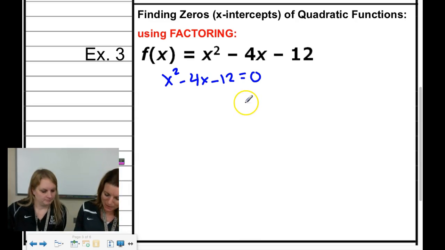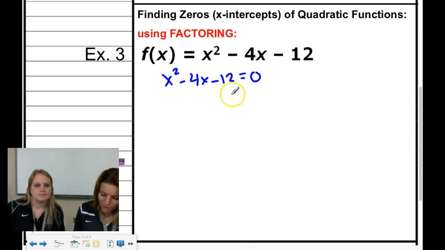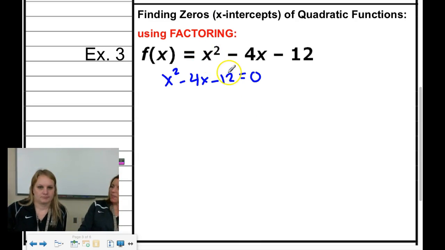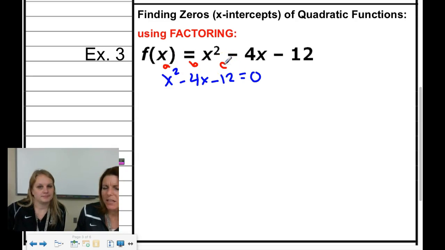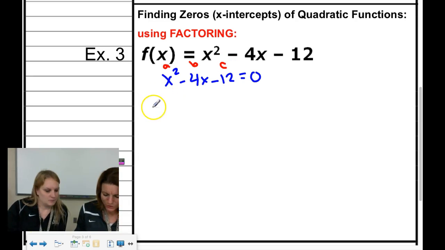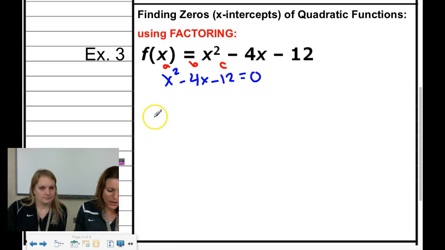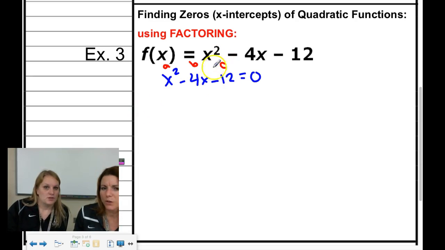So we skip that step, and now we have to find factors of C that add to B. This is our B, this is our C. So maybe we'll do a little side note and write factors of 12. We want to get our C, things that multiply together to get us negative 12.